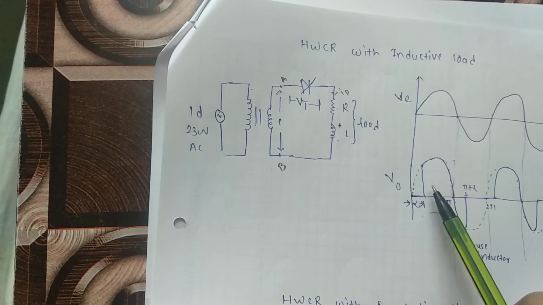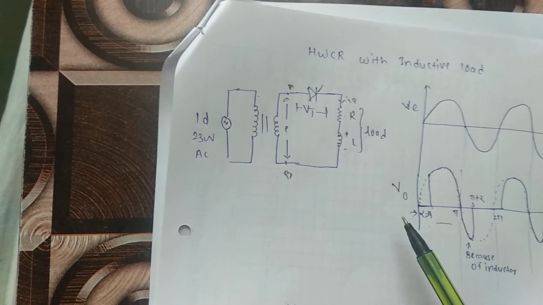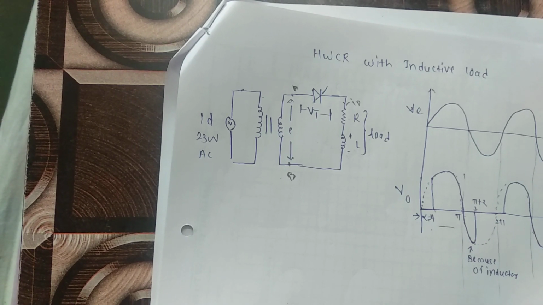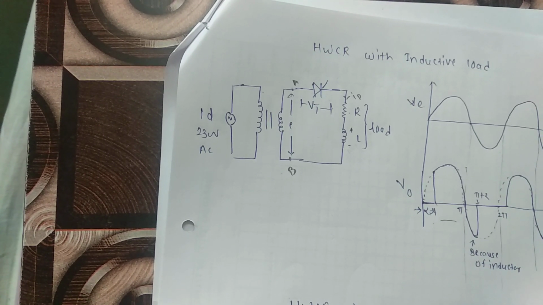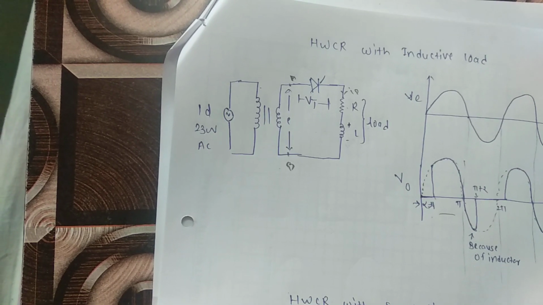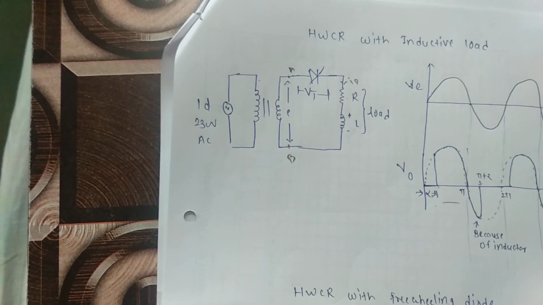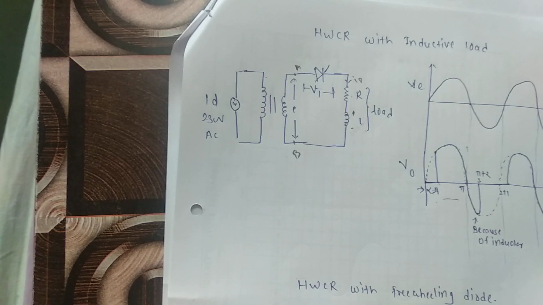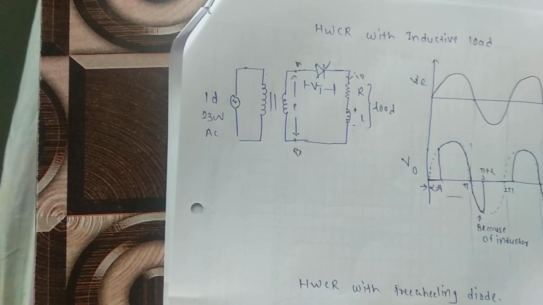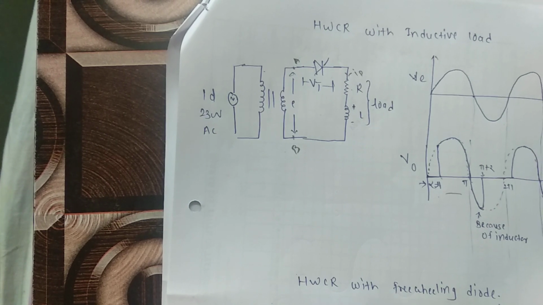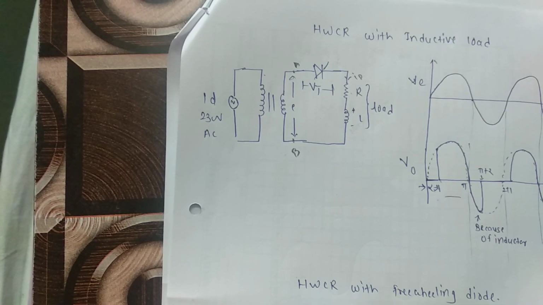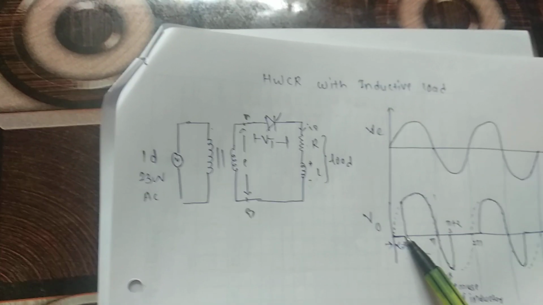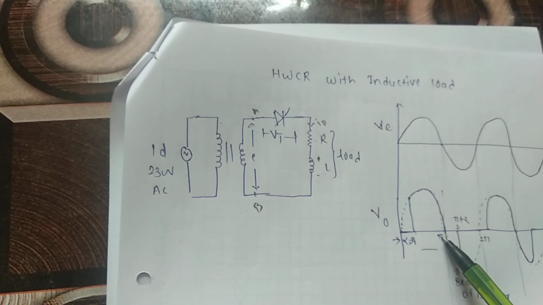So the SCR starts triggering. Remember one thing, forward biasing of an SCR and conduction of an SCR are two different things. When a diode gets forward biased, it immediately starts conducting. But this is not the case with an SCR. An SCR gets forward biased when its anode becomes positive with respect to the cathode. But only when we apply a gate pulse will it start conducting. Okay, so at this point the SCR starts conducting and we will get this kind of output voltage.